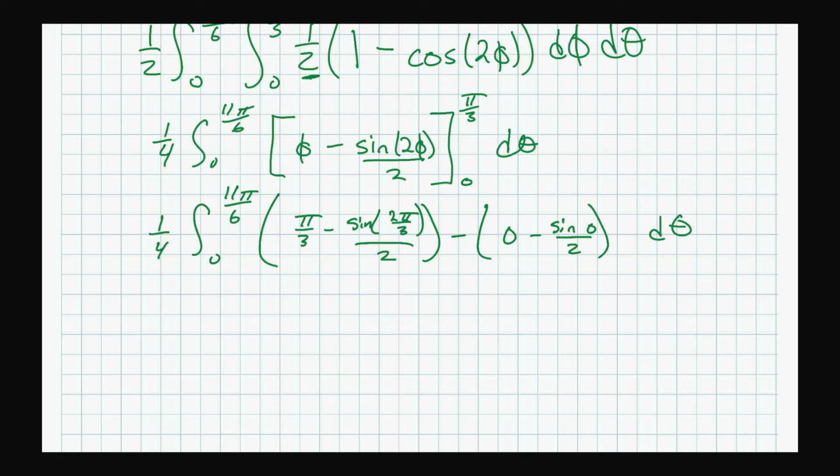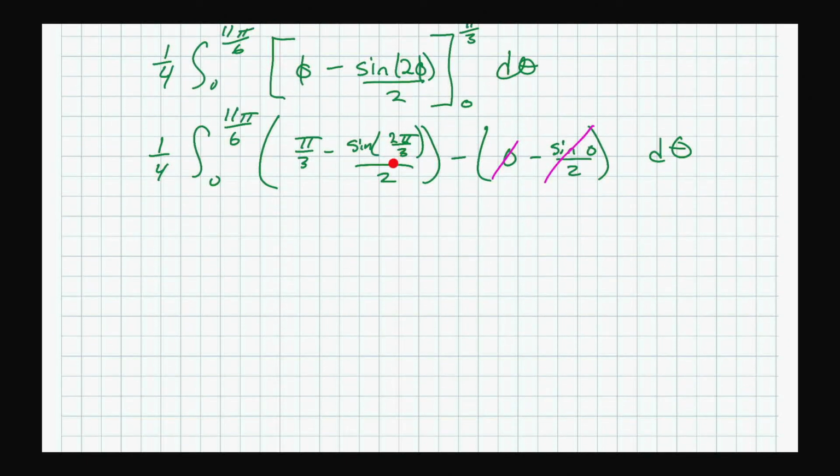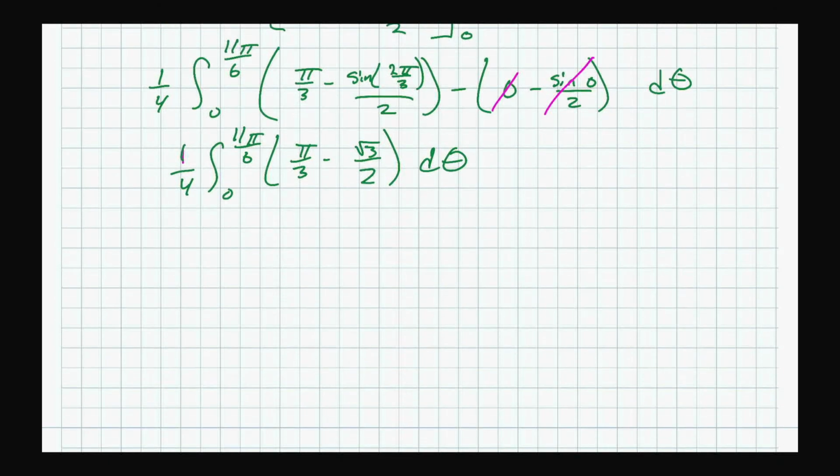Luckily for us, that's a 0, that's a 0. Always like it when that happens. You need sine of 2 pi over 3. I think that's square root 3 over 2. If you don't know, then you check a calculator or something, but I think it is. I'm just going to check it because I'm tired of making mistakes on these. Oh, I just turned it off, so I'll just trust myself. Right, of course it is. So we have 1/4, 0 to 11 pi over 6, pi over 3 minus square root 3 over 2, d theta.